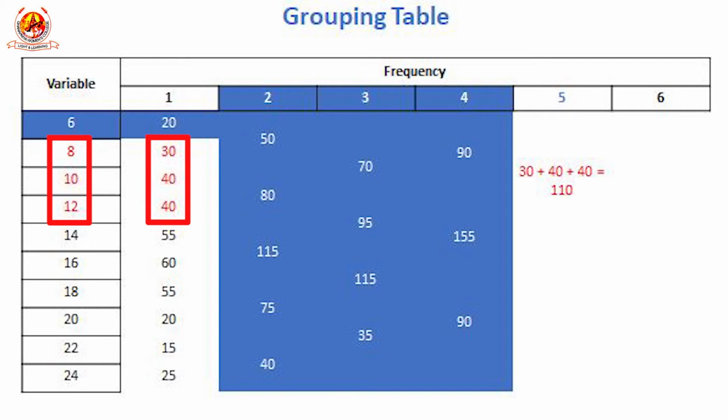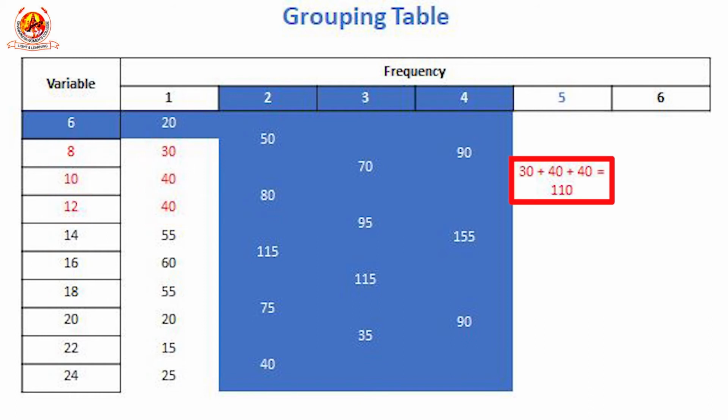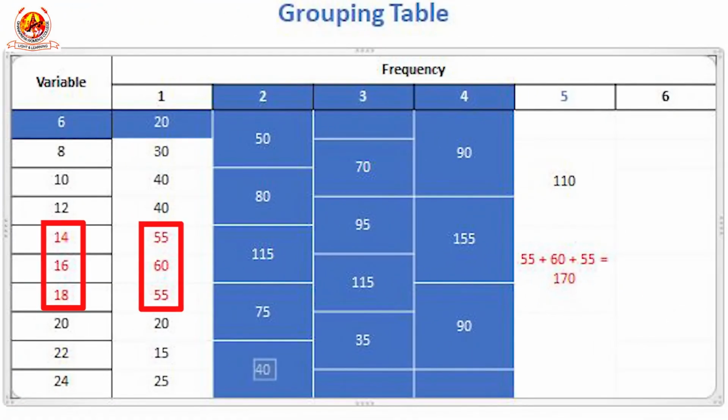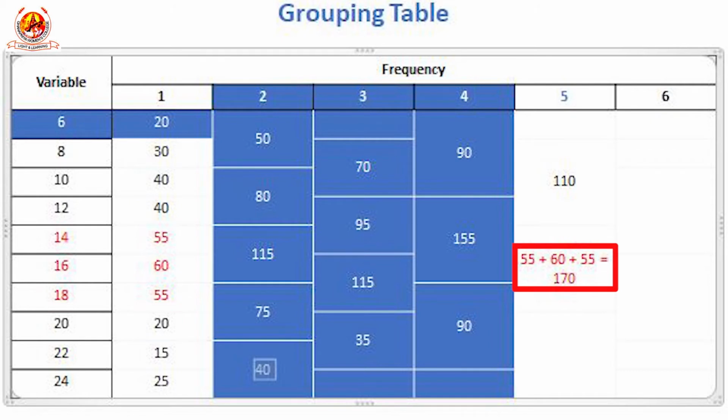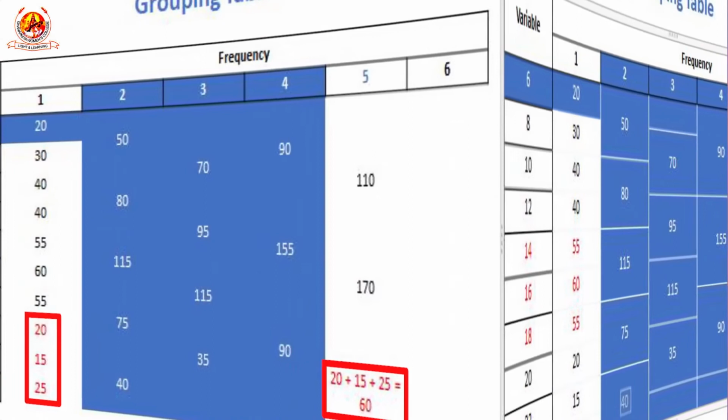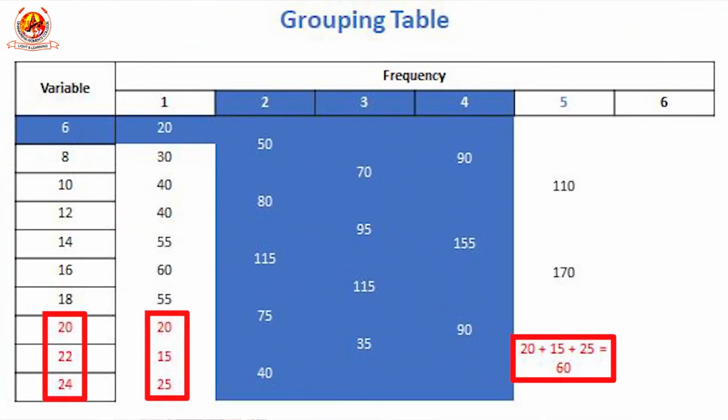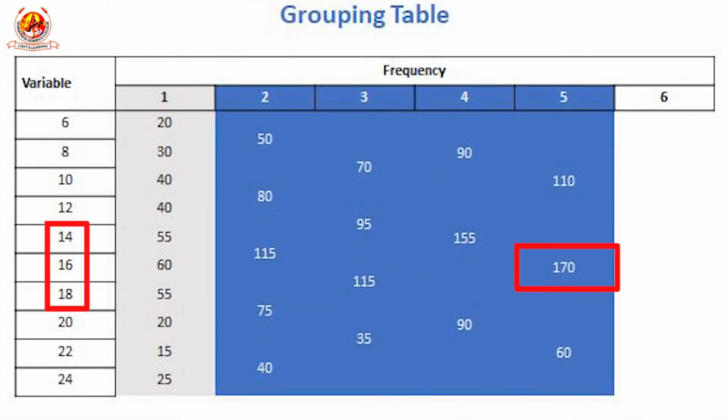Second, third, fourth, we add the frequencies together. Then the next 5th, 6th, 7th we add, and we have this 170, 14, 15, 16, 55, 60, 55 plus, 170. And so here in this table, in this column, just look which one is the highest value. 170. And so let us mark them here.